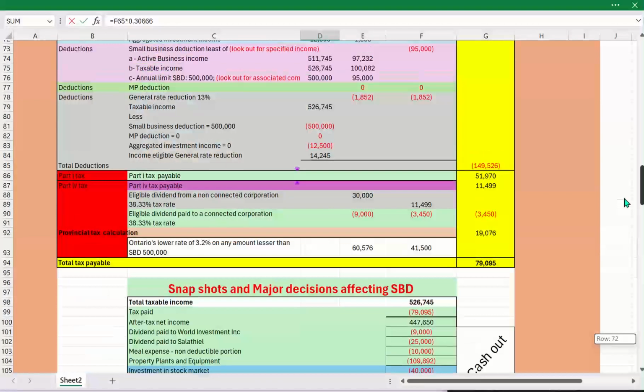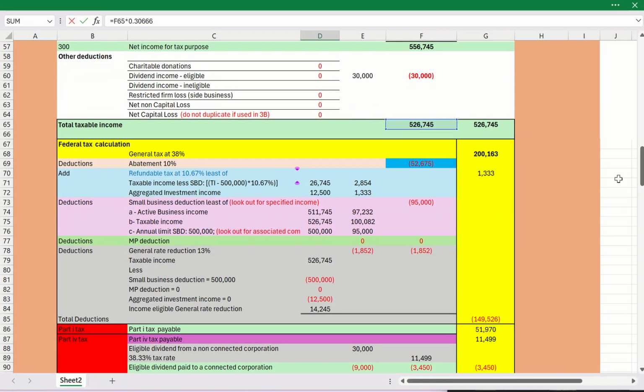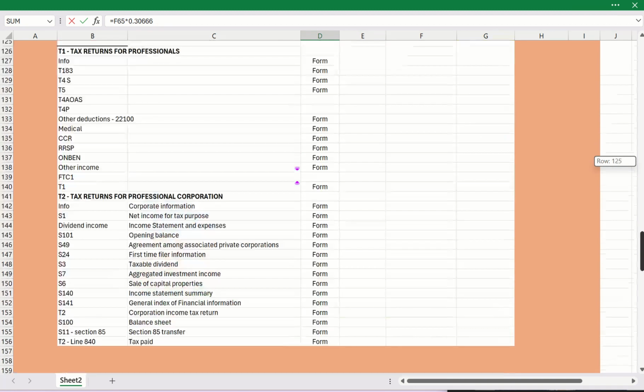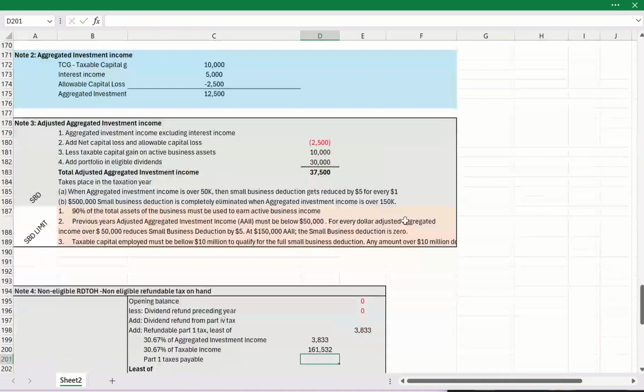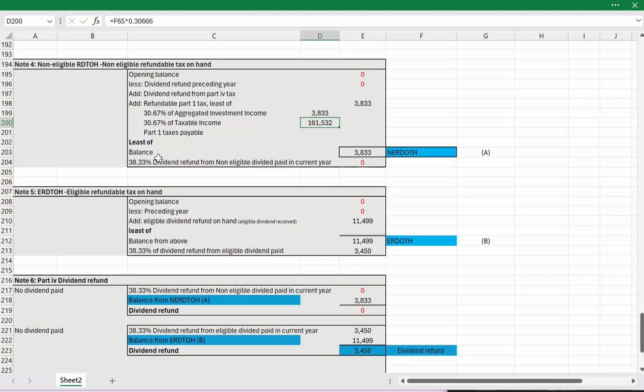It's F65, line number. It is right here. You can see that $526,745 multiplied by this amount. Okay, it's right over here. So then we sum this up over here. We just sum this up, this over here, and we compare this.